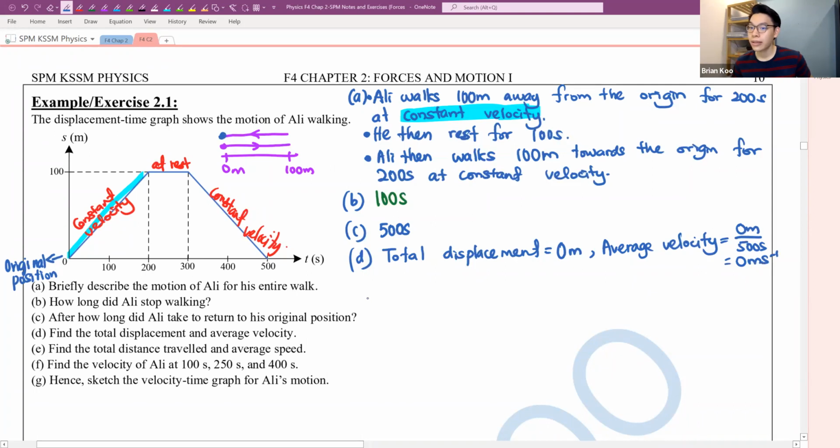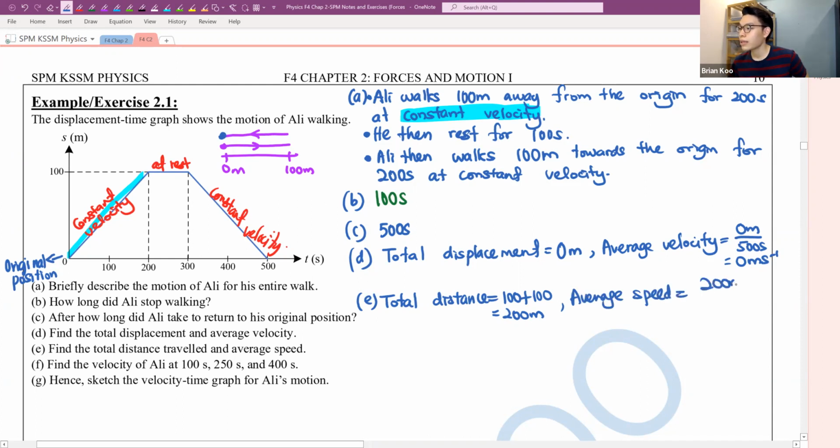Okay, then E. Now we want total distance. Total distance is at first travel 100 meter and then come back also 100 meter. That is 200. Okay, average speed, 200 meter divided by 500 seconds.